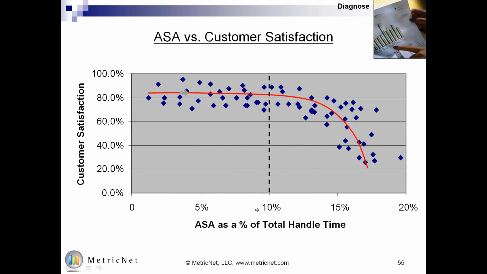Now, the reason we look at ASA as a percentage of total handle time is because customers are smart enough to recognize that when they call a service desk, for example, that has an average handle time of 20 minutes, they don't mind waiting 2 minutes. It's not a big deal because they know that a 2-minute wait time in the context of the total transaction time of 20 minutes is pretty insignificant. They're okay with a 2-minute wait time.